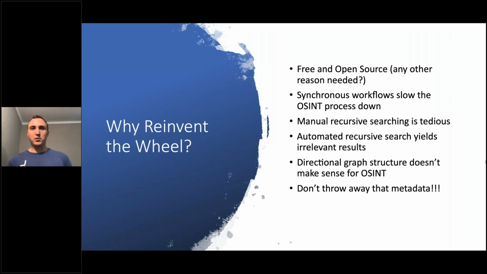First, I feel like open source intelligence gathering should be done with free and open source tools. That should be good enough, but if not, we can also eliminate synchronous workflows so we can speed things up. That manual recursive searching can be really tedious in other tools, especially when you're talking about large targets. We also want to make sure that our graphs are as flexible as possible.